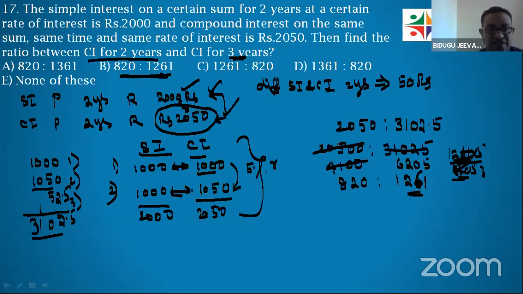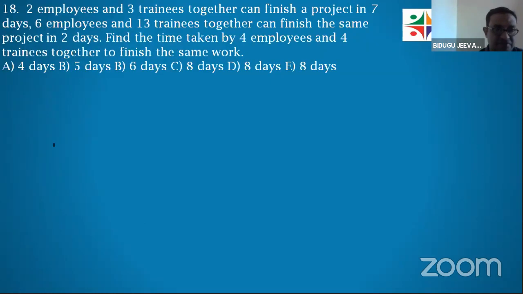Yes? So great. This is the 2-year and 3-year simplification. Let me move to the 18th question. Question number 18.